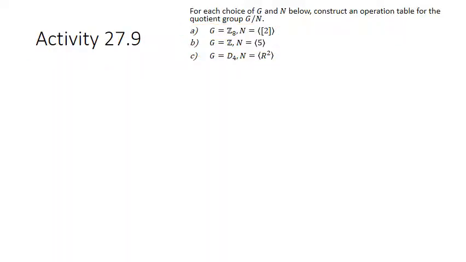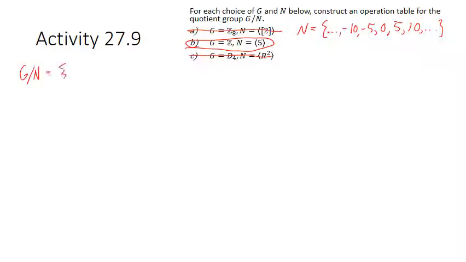So let's do part B here. So our group is the integers, and our n is the subgroup generated by 5. So here n is going to be the following. It's going to start with -10, -5, 0, 5, 10. So it's all the integer multiples of 5. So that's our n. And so what is actually going to be in G mod n?